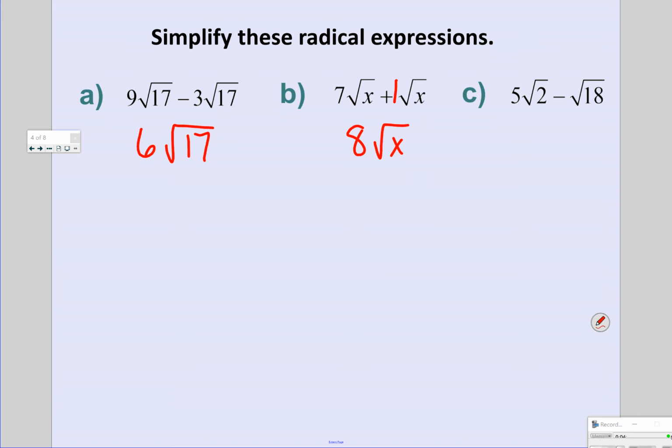So those could both be combined. Now when we look at letter C, we can see that these two radicals cannot be combined right now. We cannot subtract at this point. But we also know that this expression is not simplified.